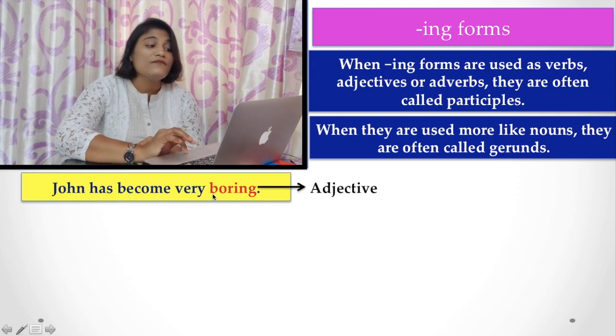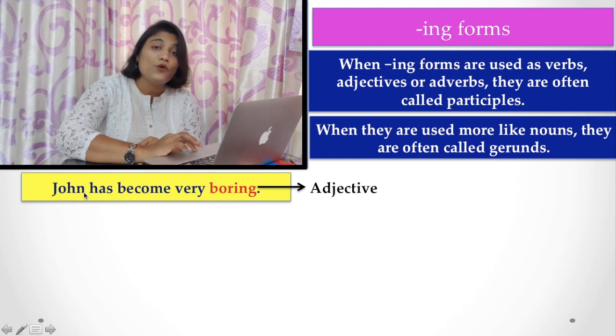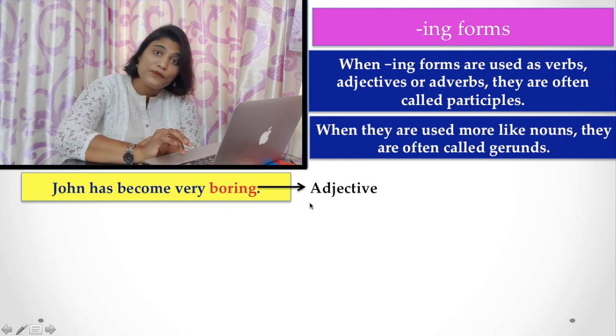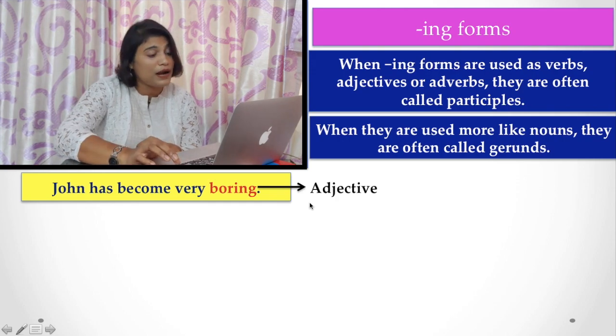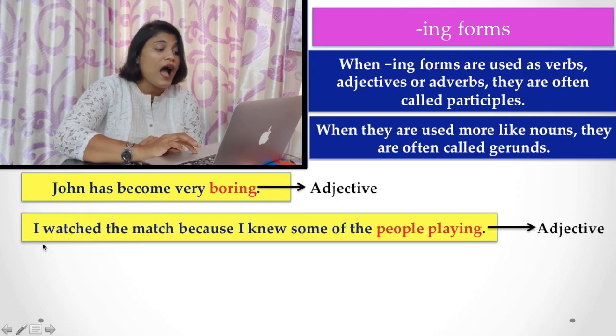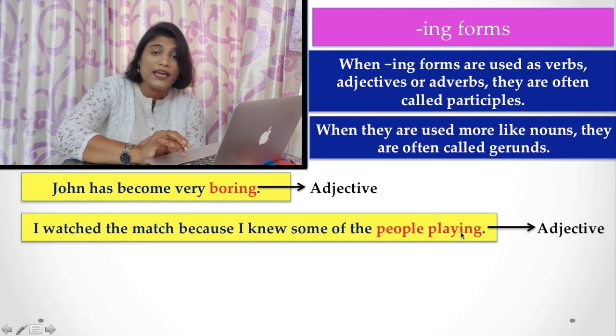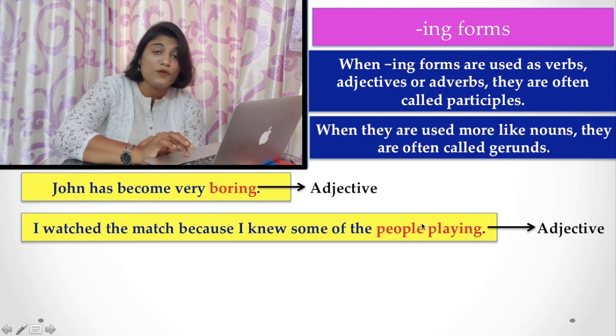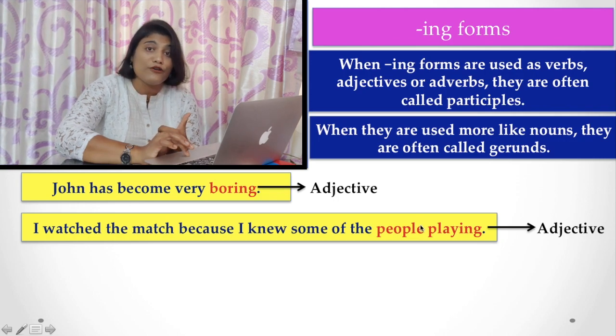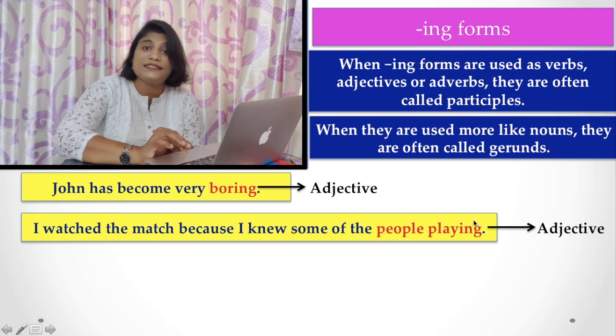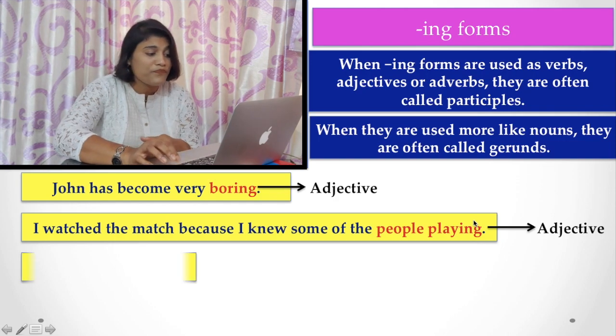John has become very boring. Here the word boring describes whom? John. So it is an example of an adjective, verbal adjective or participle. Similarly, I watched the match because I knew some of the people playing. Here also playing describes the noun people. So it is, again, an example of an adjective.